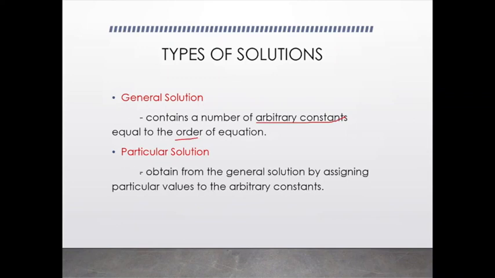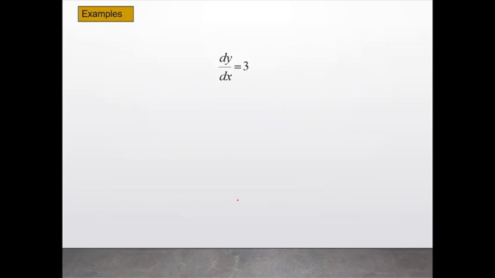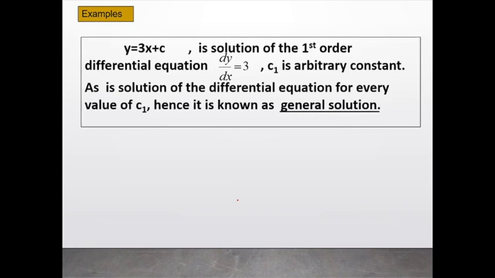The particular solution is obtained from the general solution by assigning particular values to the arbitrary constants. Basically, for particular solutions, we have the conditions of the independent and dependent variables, and from there we can solve for the arbitrary constants. We'll have examples of those later. So this is an example: y is equal to 3x plus c is the solution of a first order differential equation.